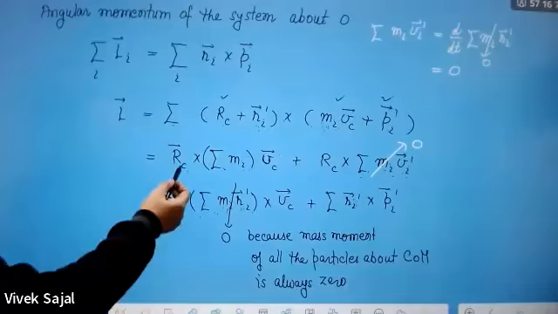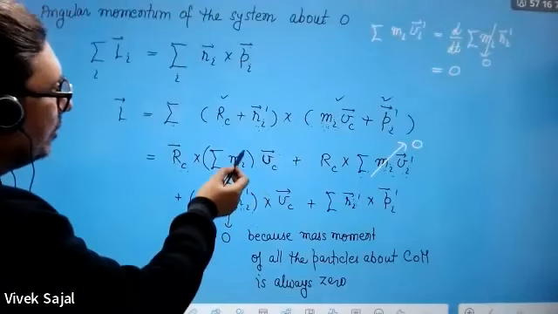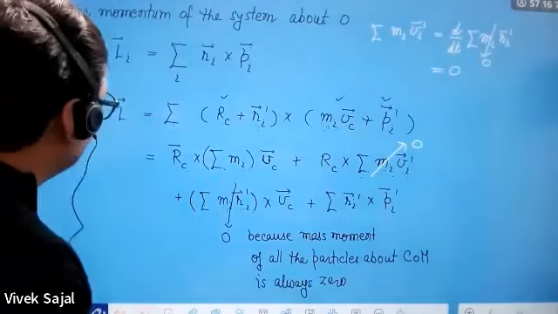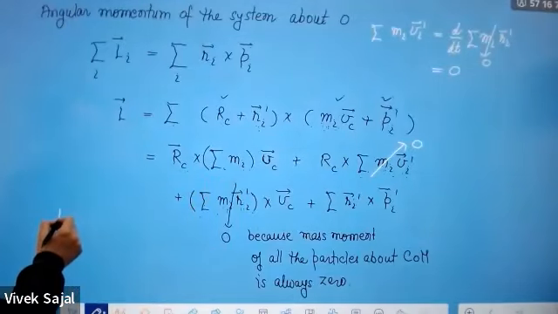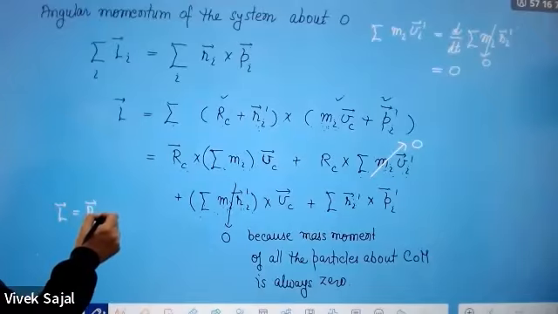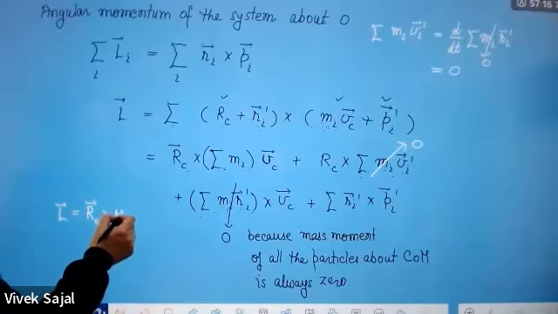So now you are left with these two terms. What is in the bracket will be the total mass. So here the L vector will be Rc cross the total mass of the body times Vc.